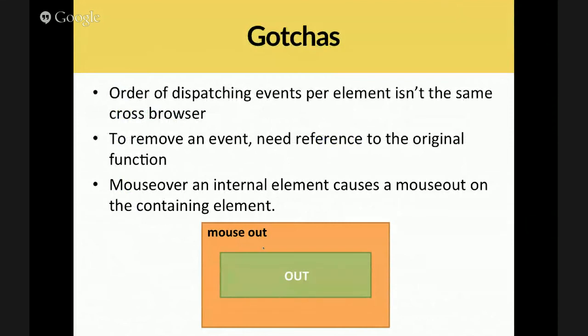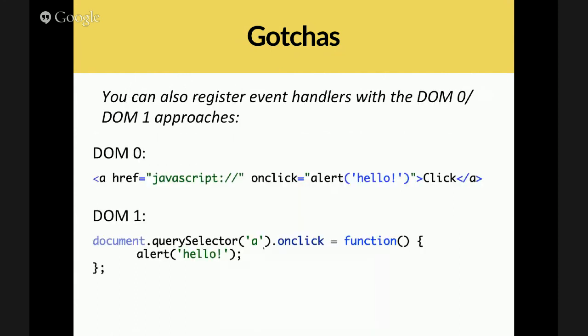So the big things to remember, the big gotchas with events: the order of dispatching events can be a little weird. I think it's now standardized, so it is more or less the same in all modern browsers, but in old browsers it wasn't the same. Remember, if you want to remove an event handler, you need to reference the original event handler function. Don't use mouseover, mouseout; mouseenter, mouseleave are much better.